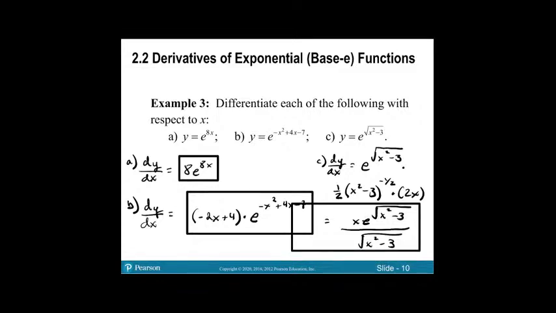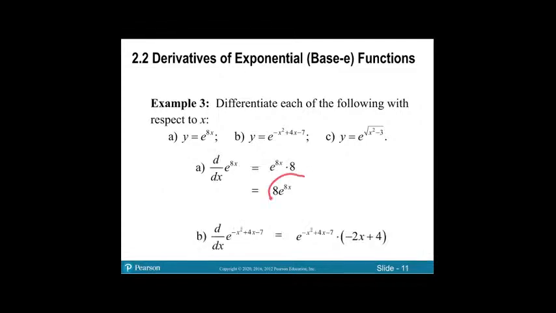Okay, let me see. All right, 8e to the 8x. And again, I just rearranged it. I put the e on the other side, which is fine because we're using the commutative property of multiplication. Negative 2x plus 4. And then we get this x times e to that power over the power. Okay. That was an adventure a little bit.